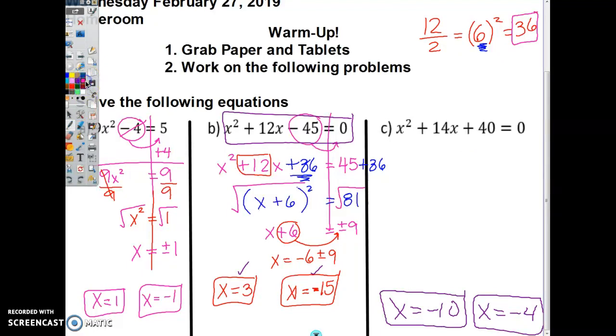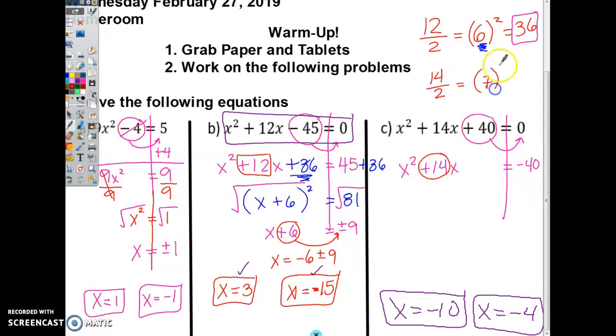Okay? First, this number shouldn't be here. So make sure that this number is already on the other side. So you have x squared plus 14x equals negative 40. How do I complete the square? Take the middle number and divide it by 2. So 14 divided by 2 equals 7. What do I do with the 7? Square it. What's 7 squared? 49. You just completed the square. My C, my new number, is 49. So plus 49 here and plus 49 on the other side.